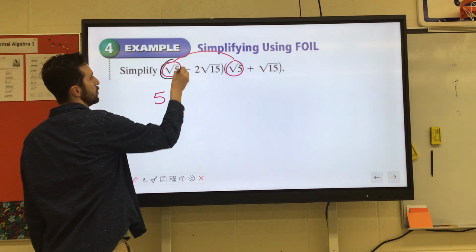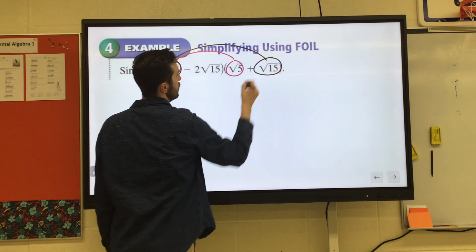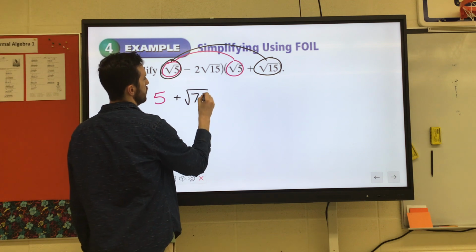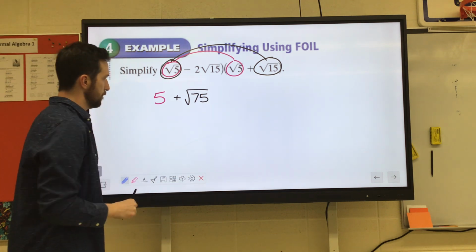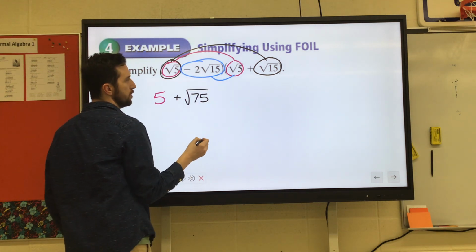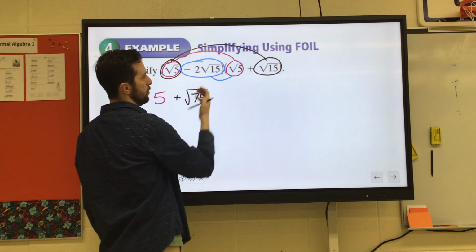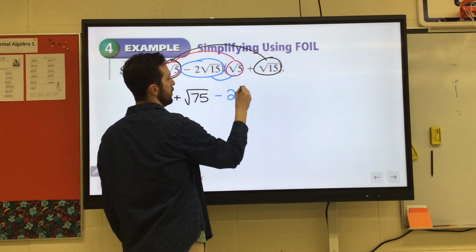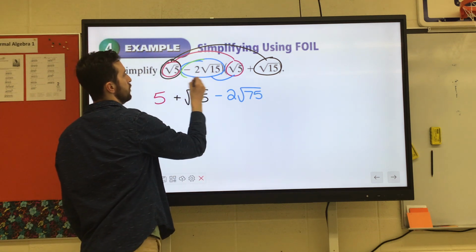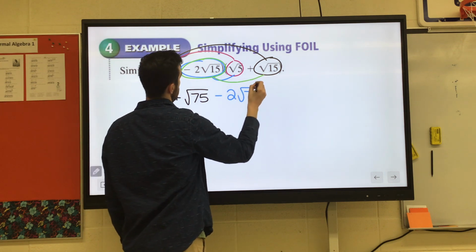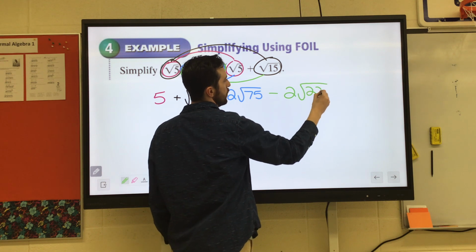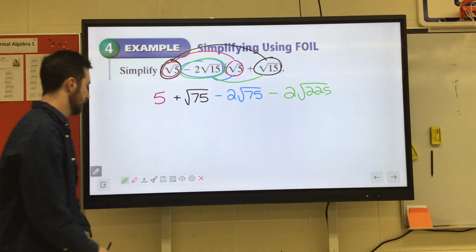Then we'll do our outermost. Root 5 times root 15. 5 times 15 is 75. So root 75. Now we're doing negative 2 root 15 times root 5. Well, all we're going to be able to multiply is the radical with radical, so it would be negative 2 root 75. And then the last, we have negative 2 root 15 times root 15. Negative 2 root 225.